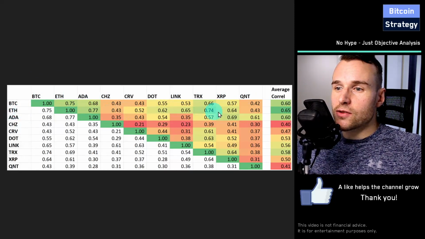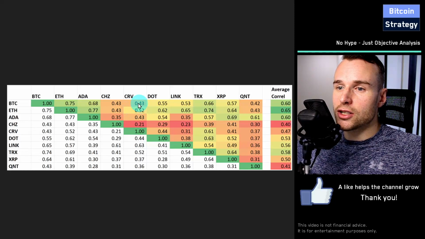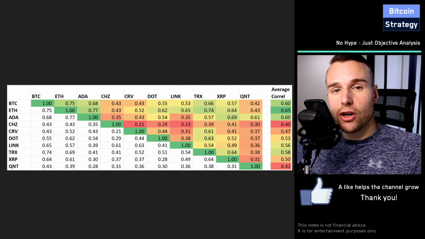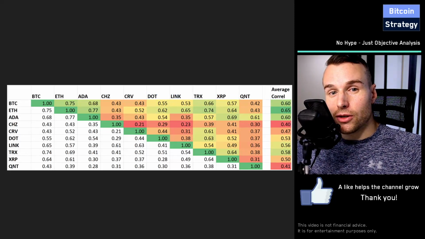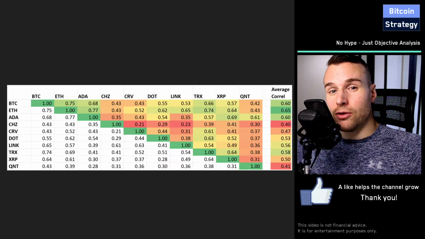And what we can see from the correlation coefficients is that Ethereum tends to correlate higher with the altcoins than Bitcoin does. So look at this. Ethereum is 0.77 correlated with Cardano, Bitcoin only 0.68. For Chiliz, it's the same correlation coefficient. For CRV again, Ethereum has a higher correlation than Bitcoin, and so it goes on. So in the end, Ethereum is much more correlated with altcoins than Bitcoin is. So Ethereum is the real gauge for altcoin performance, for figuring out are we going up or down in altcoins.